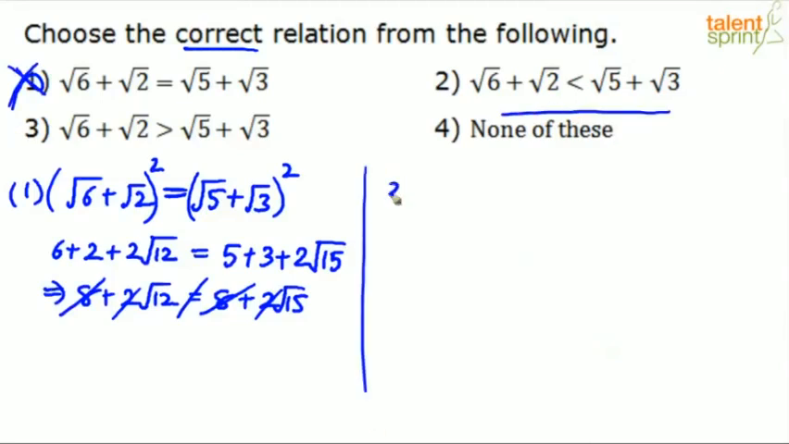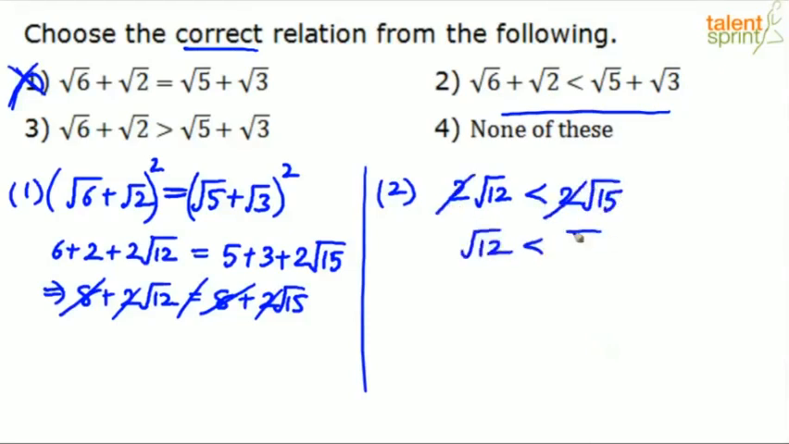What happens in the second option? Again the same part, basically squaring, so you can continue from here. We get 2 root 12 is less than 2 root 15. Yes, 2 and 2 get cancelled. You know that root 12 will be less than root 15, no doubt. We don't know the values of root 12 and root 15, but definitely root 12 is going to be less than root 15. So option 2 is correct.